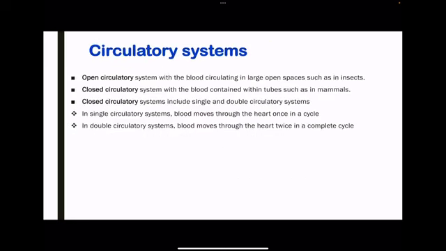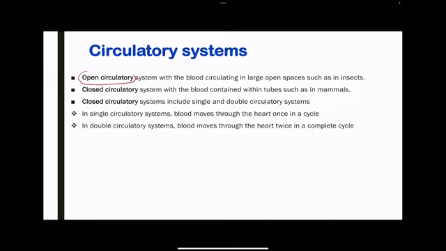To introduce circulatory systems, we have two kinds. There are those we call open circulatory systems, as well as closed circulatory systems. In an open circulatory system, blood is circulating in open spaces in the body, such as in insects. And then in a closed circulatory system, blood is contained in tubes or vessels within the animals. In this topic, we're going to be more concerned about the closed circulatory system.